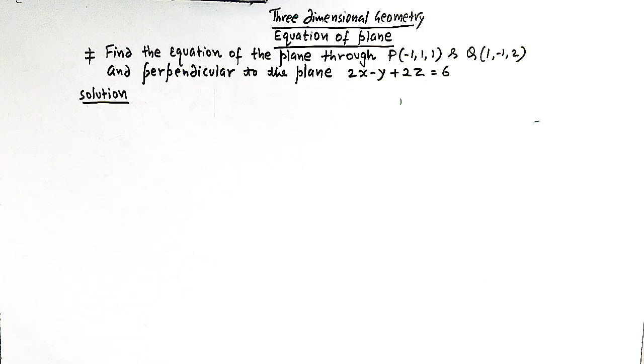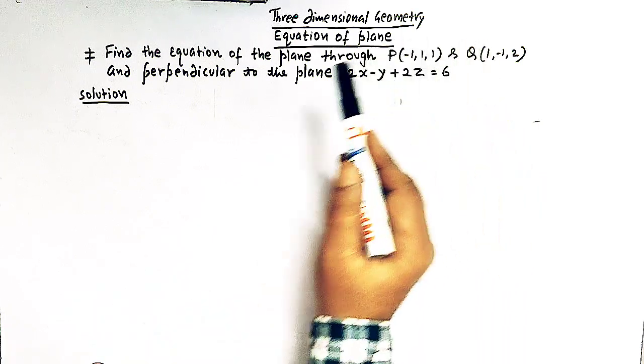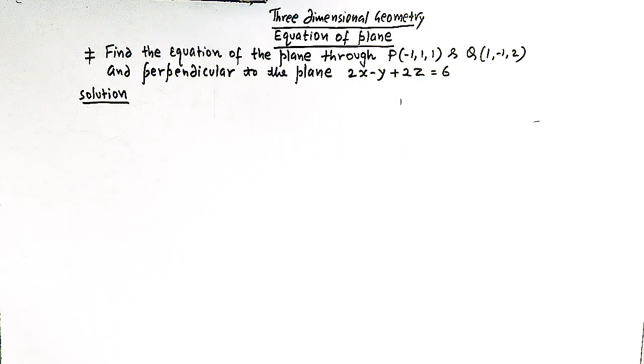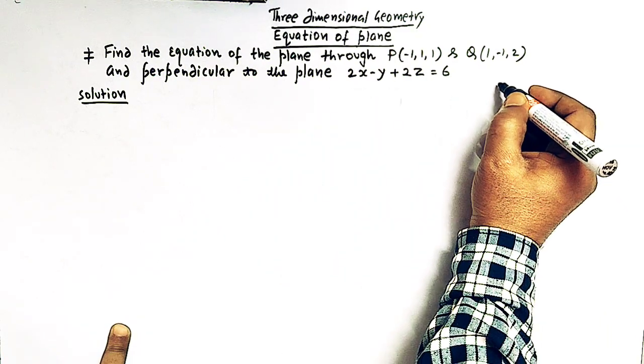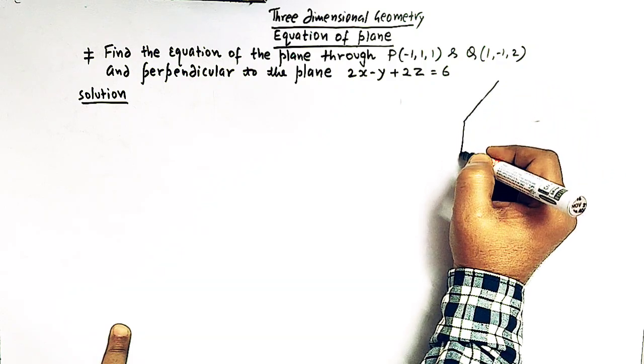So here we'll see how we can find out the equation of a plane which contains these 2 points, and it is perpendicular to this given plane. So let us start. Now let us draw a rough diagram. So here the required plane may be taken like this.